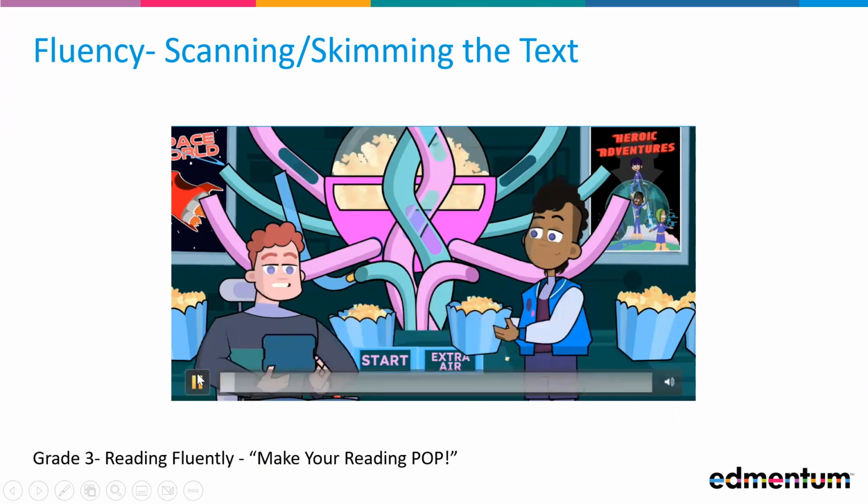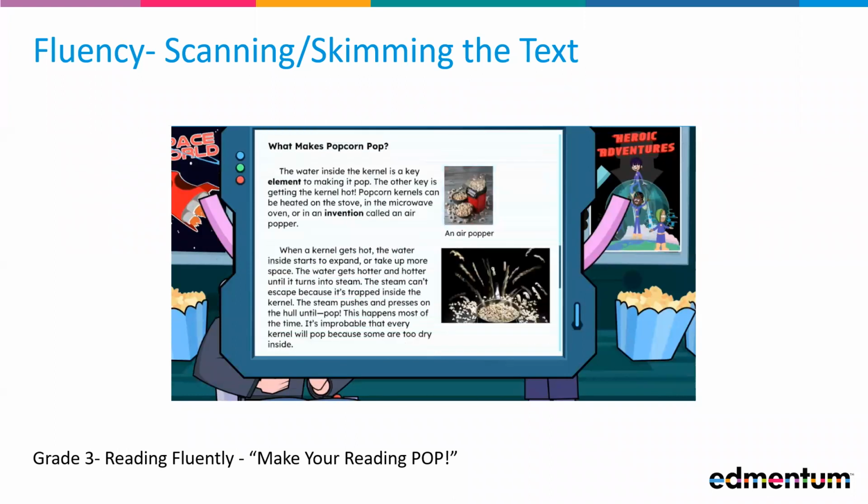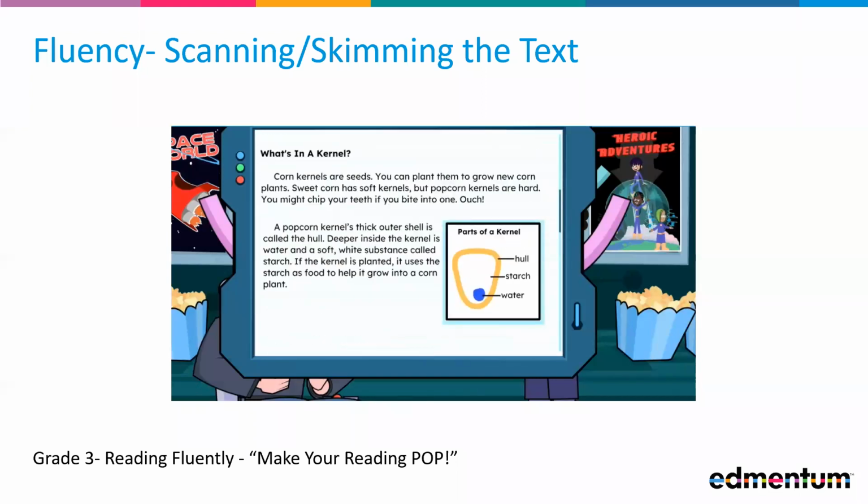Since this is an informational text, let's start by skimming or looking through the text quickly to get an idea of what it's about. Okay, the first thing I notice as I skim is the title, How Does Popcorn Pop? I also notice some text features like this heading, which lets us know what this section of text is about. Check out these photos. Images such as photos and maps are text features too. And so is this caption, which explains what's in the photo. Here's a diagram about the parts of a kernel. That's another text feature.